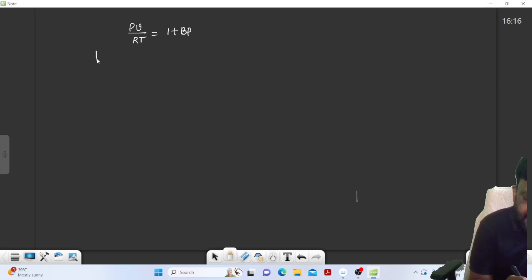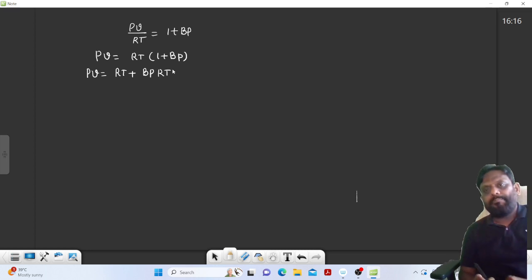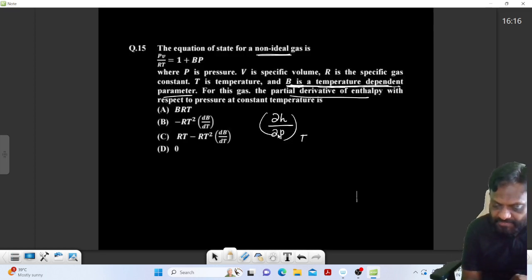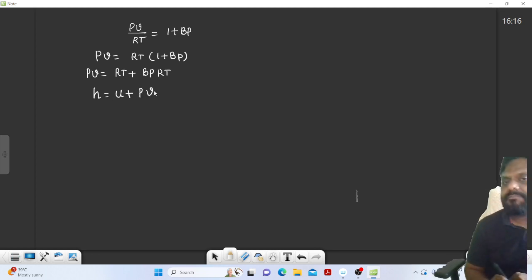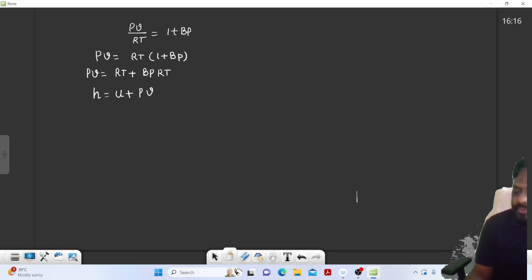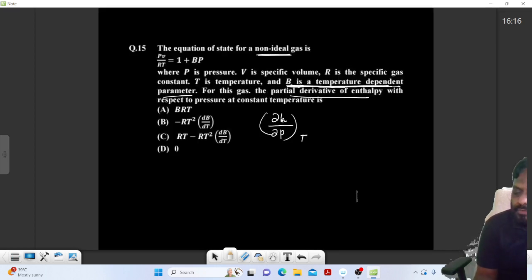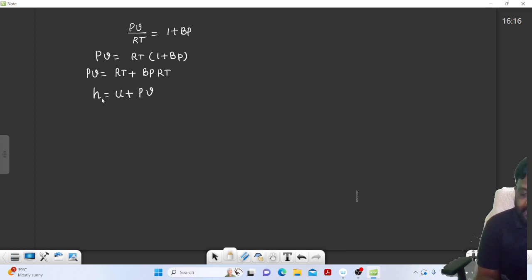Can I write this as PV is equal to RT into 1 plus BP, or PV is equal to RT plus BP into RT. Okay. What do you want? Look once, differentiation of enthalpy with pressure. I know that enthalpy is equal to U plus PV. Okay sir, I know that. Why are you writing like this? Because I want this value dH by dP. So therefore enthalpy is this value.